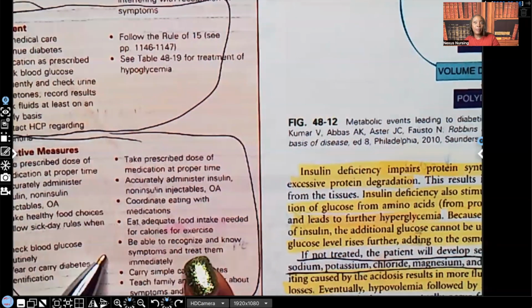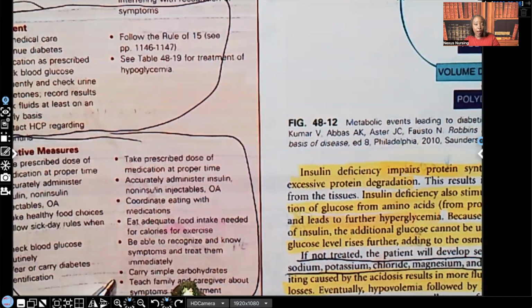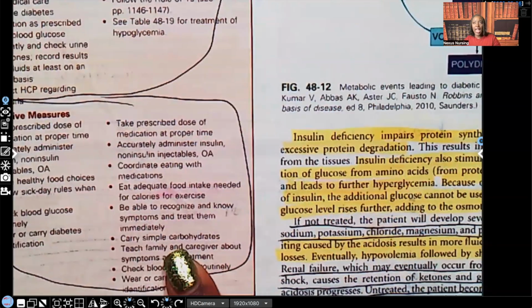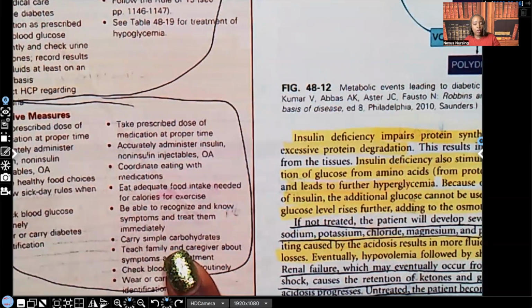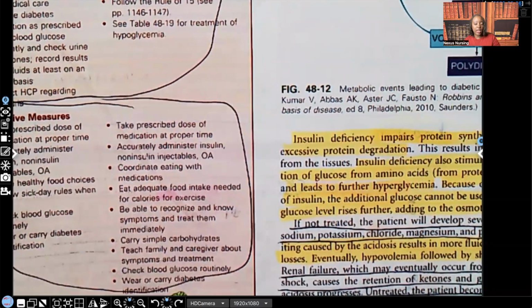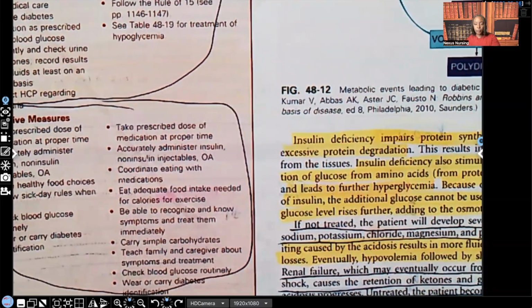Teach them the signs and symptoms of hypoglycemia to recognize it early. Carry simple carbs with them. So if they have the headache, they feel they're getting hangry, they have those signs and symptoms, they can go ahead and take a simple carb. Check their blood sugar routinely. And again, make sure they carry diabetes identification.